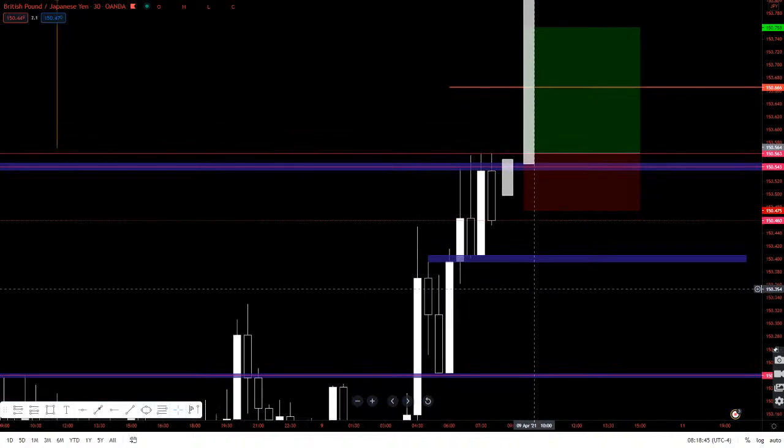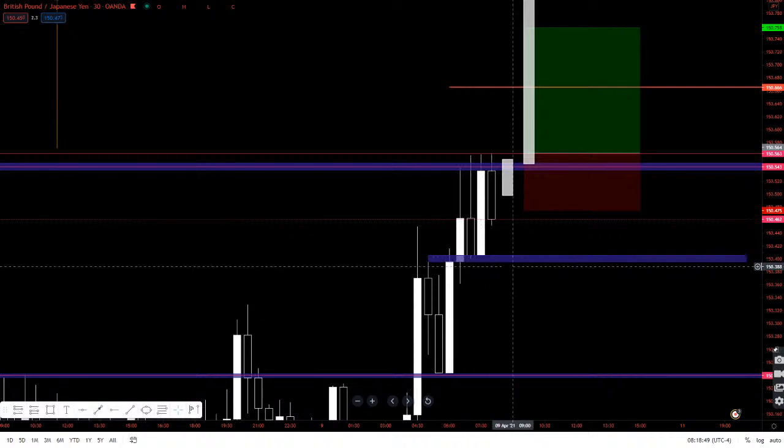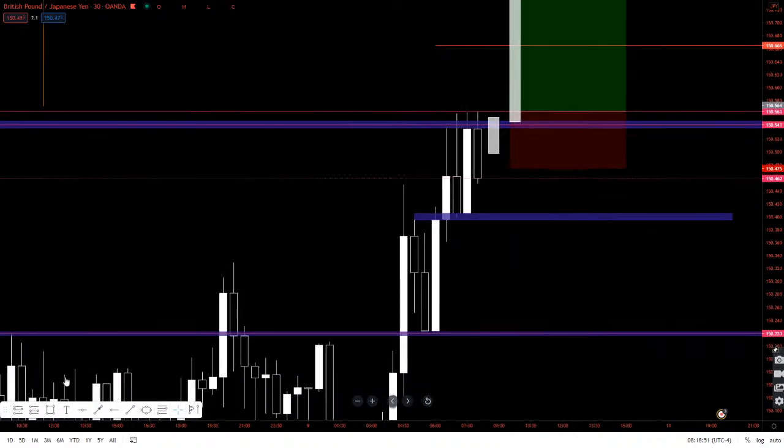As it relates to sell, we need a candle to break and close below this level. So if we can get something to close below here, then the potential is there to at least get from 150,390 to about 150,220.